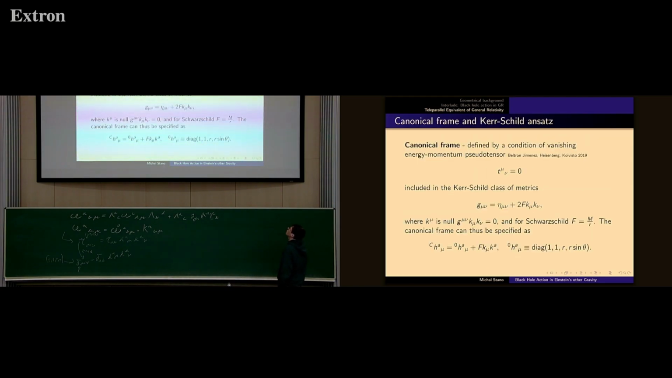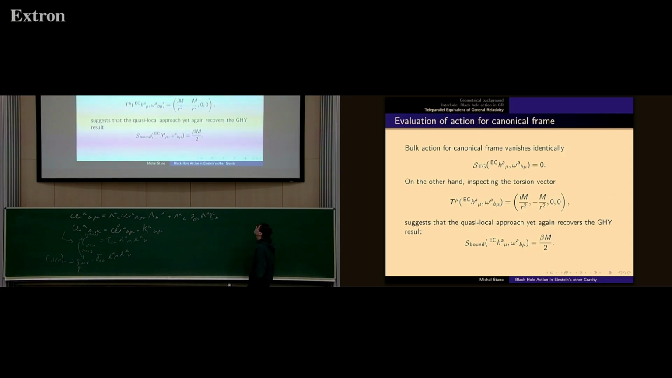Okay, so having all of these things in mind, we are now ready to calculate the teleparallel action. But what is rather strange is that in the case of the bulk teleparallel action, we obtain a trivial result. Turns out that in the case of canonical frame, there's simply no action to be evaluated.